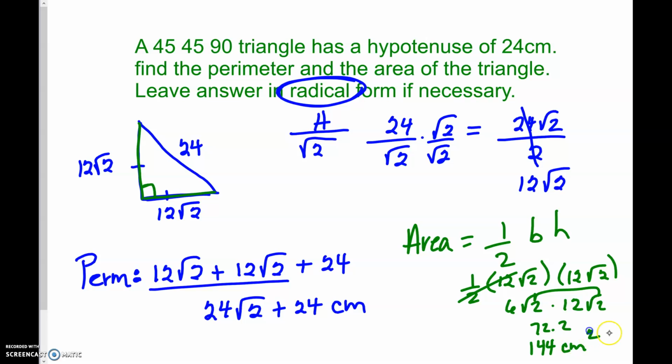All right, hope this gives you a quick review of using your Pythagorean theorem, and then your special right triangles of your 45, 45, 90, and your 30, 60, 90.